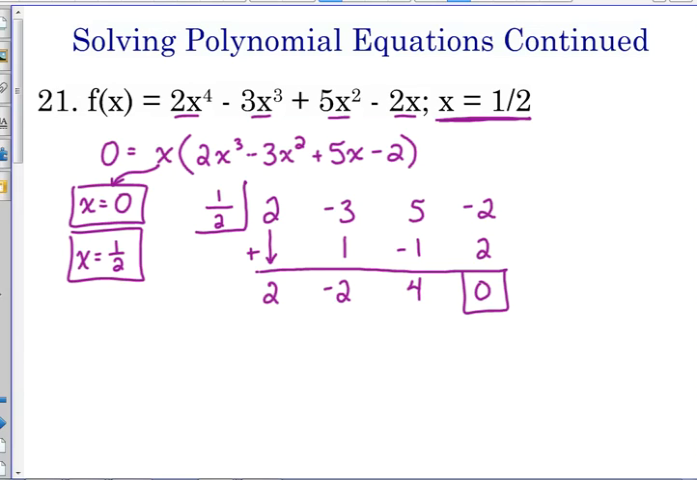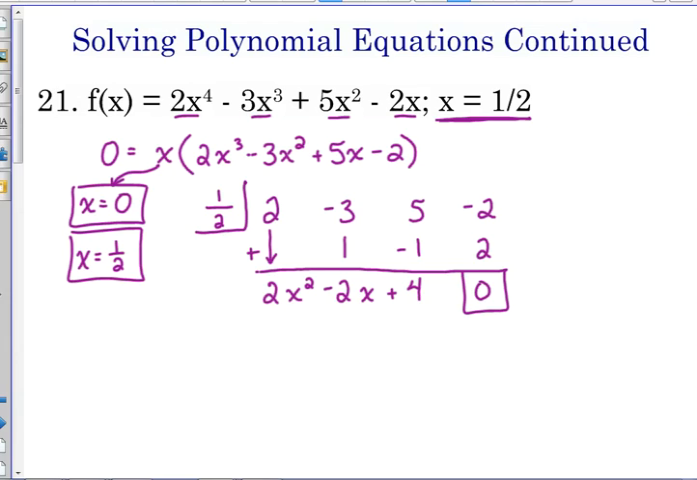Now, the whole point of doing this synthetic division was that when you do synthetic division, you reduce your polynomial by a degree. So we started with 2x cubed. So our answer is 2x squared minus 2x plus 4. And that's the polynomial that we have left when we factor out that 1/2 zero.